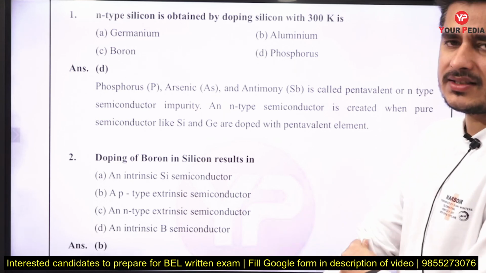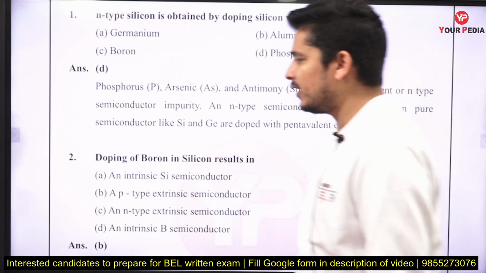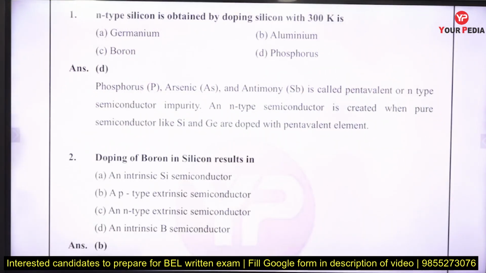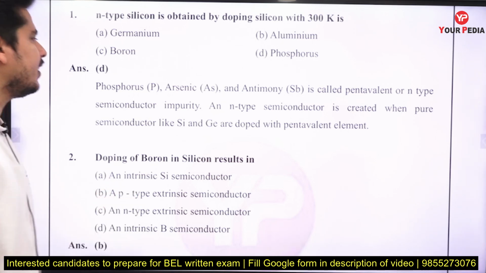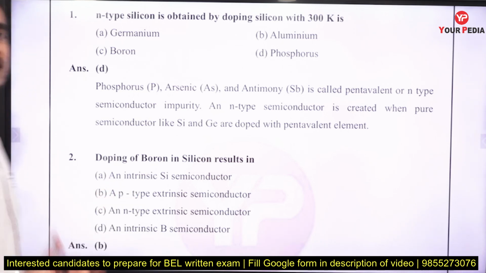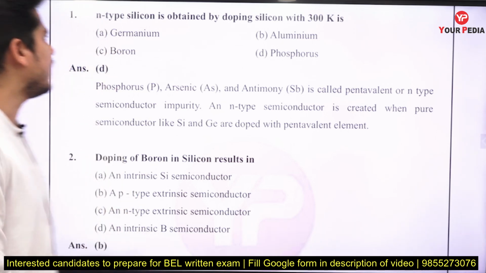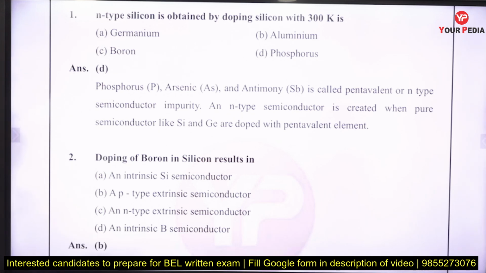So let us discuss some more questions from electronics device and circuit. The first question is: n-type silicon is obtained by doping the silicon at 300 Kelvin. If you are doping the silicon at 300 Kelvin and you want that silicon to become n-type silicon, which impurity atom, or which doping atom, should you introduce?